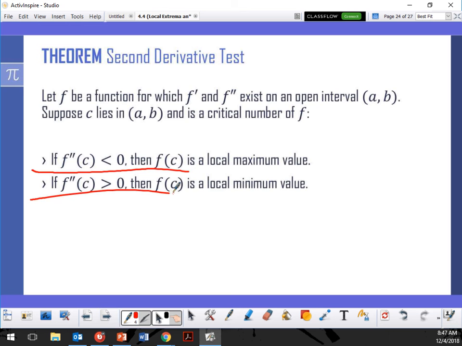Okay. So makes sense. This is what we were talking about. Local max, local min.